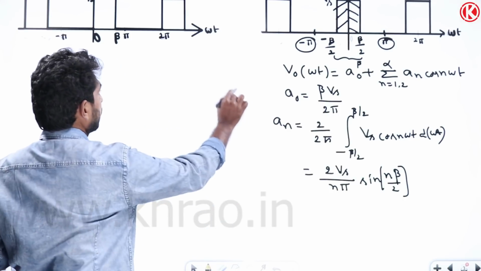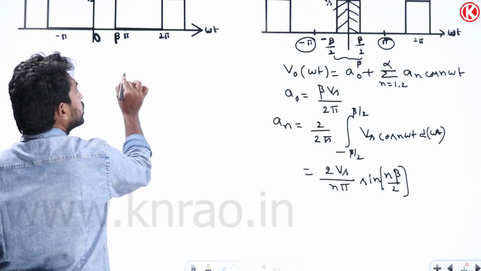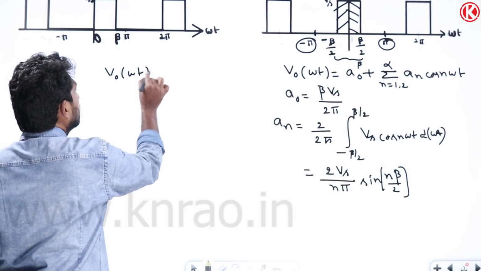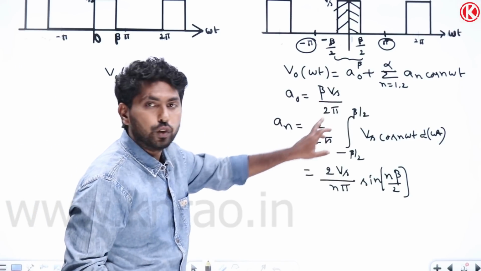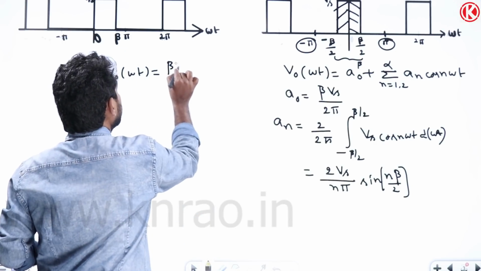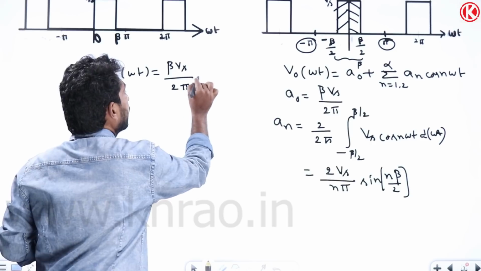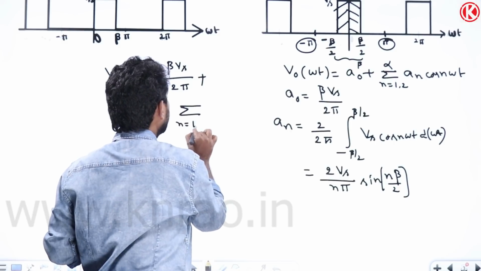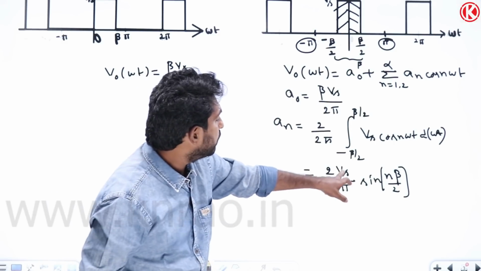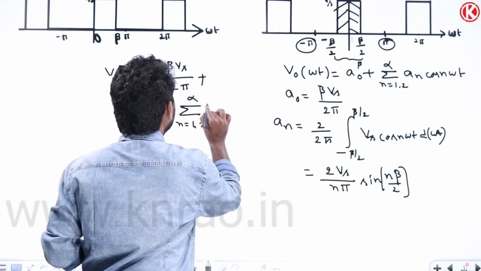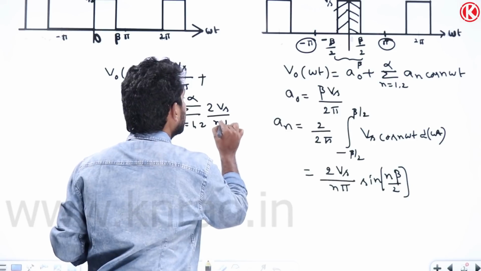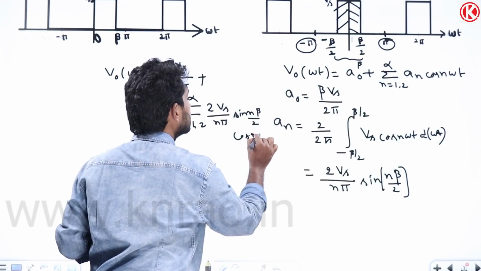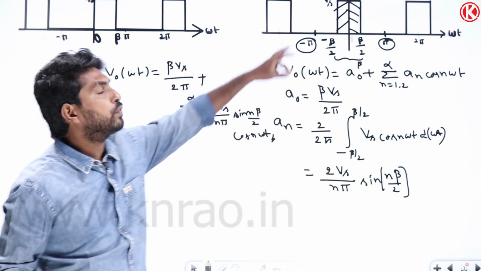So that expression I will write here for this waveform. V naught of omega t equals beta into Vs by 2 pi, plus sigma n equal to 1 to infinity of 2 Vs by n pi into sin n beta by 2 into cos n omega t. So this is the expression we got for this waveform.